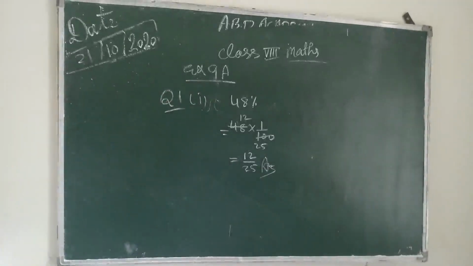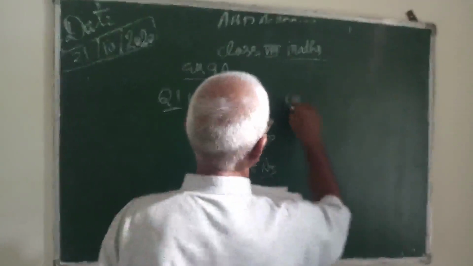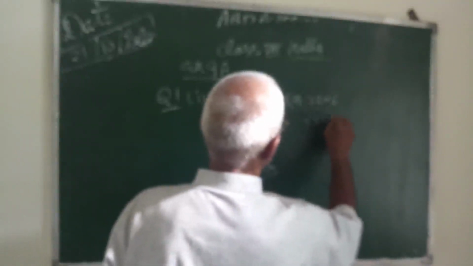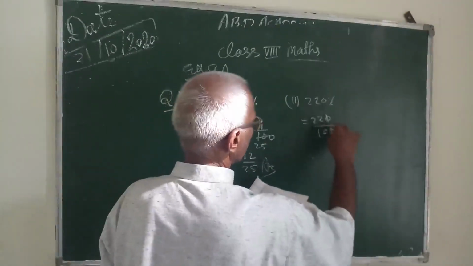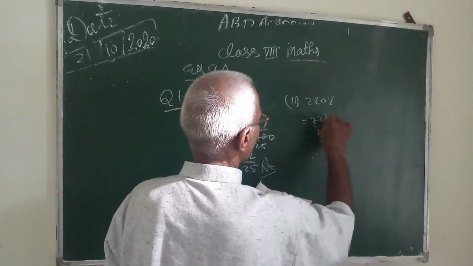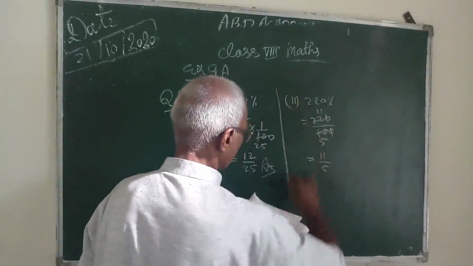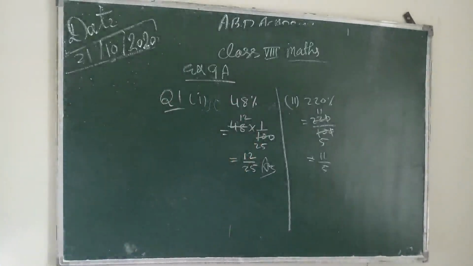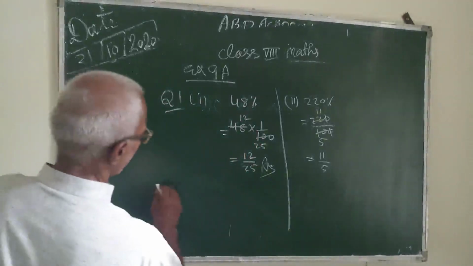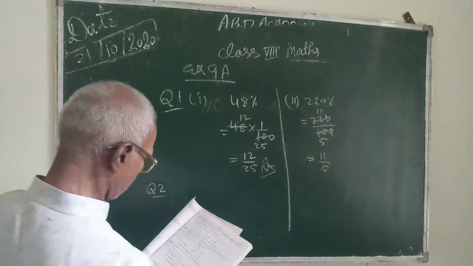Similarly, two more parts are here. 220% is the second part. 220% is equal to 220 upon 100. Dividing by 20, it is 11 upon 5, like this. Then question 2 here has also 3 parts.